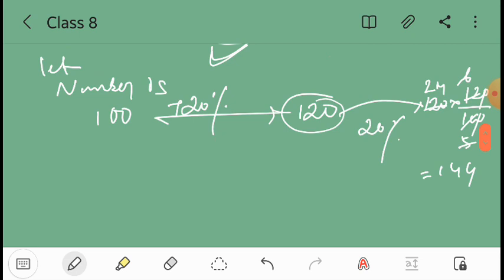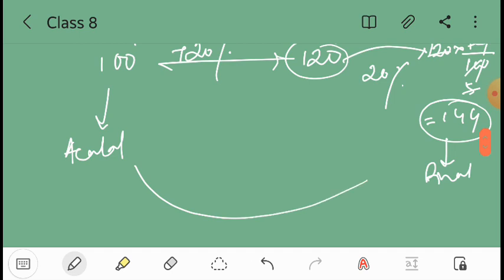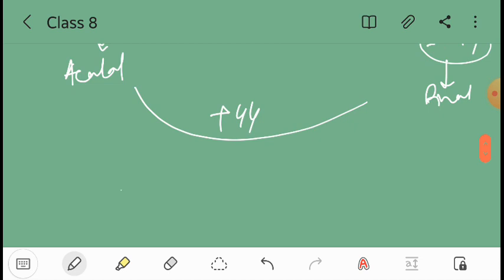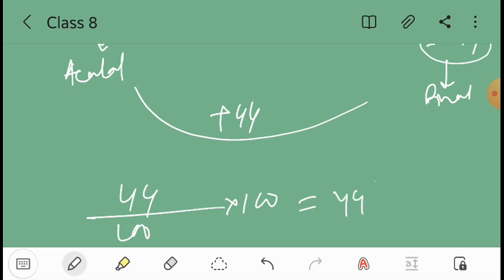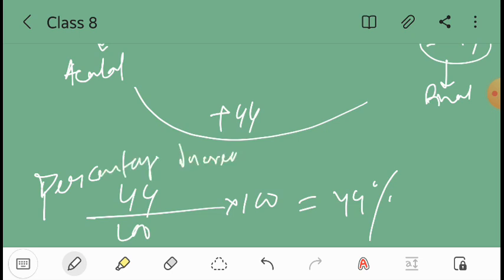So this one is the actual, and this one is the final. So how much did it actually increase? That is plus 44 increased. So 44 increased over 100 into 100, that means 44%. So the percentage increase is this one, 44%, right?